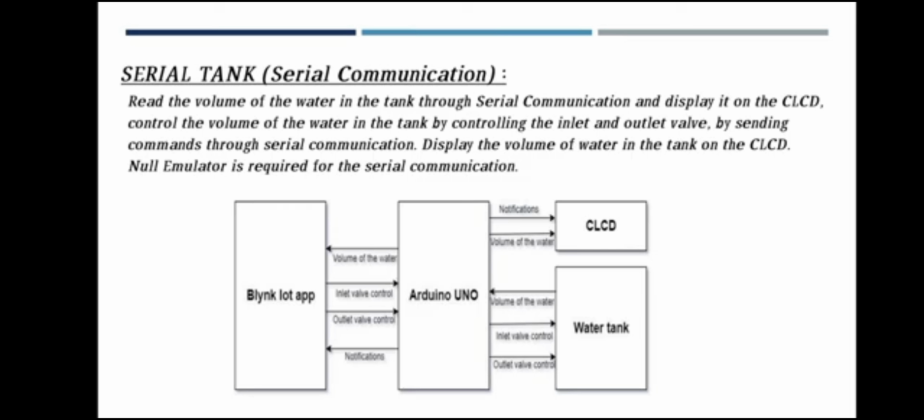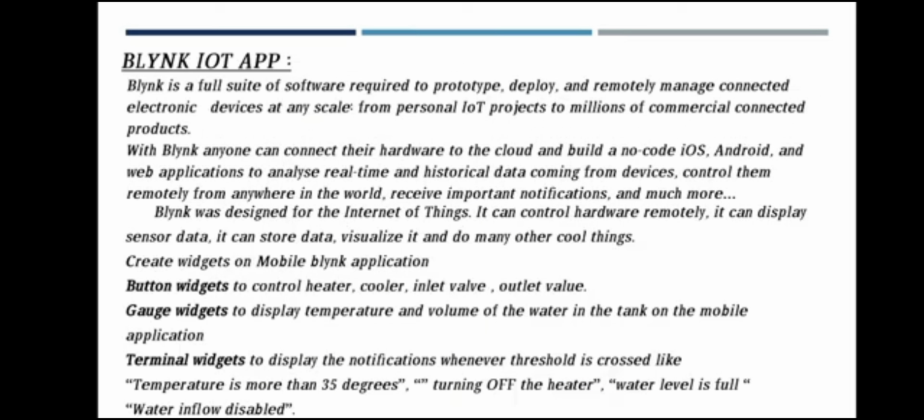Serial tank. It is for serial communication. It reads the volume of water in the tank through serial communication and displays it on the CLCD. It controls the volume of water in the tank by controlling the inlet and outlet valves, by sending commands through serial communication. A null emulator is required for the serial communication. It provides common COM pairs. By these COM pairs, we can communicate with the serial tank for the Arduino Uno.